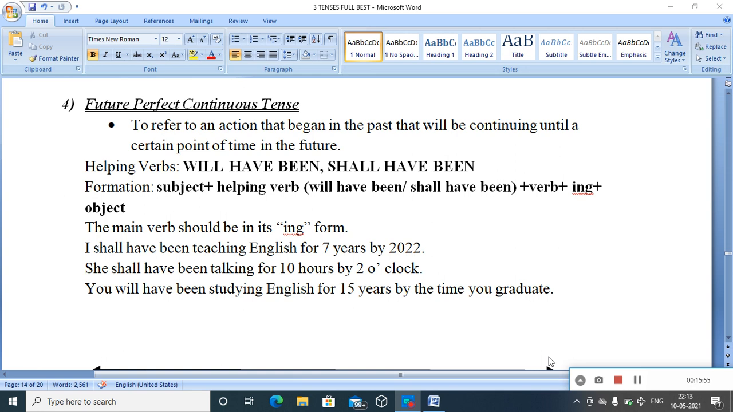I have been studying is never equivalent to I had been studying. I am coming is never equal to I was coming. I send is never equal to I sent, which is never equal to I have sent. I have sent is never equal to I has sent. It's even wrong. So this is the way.